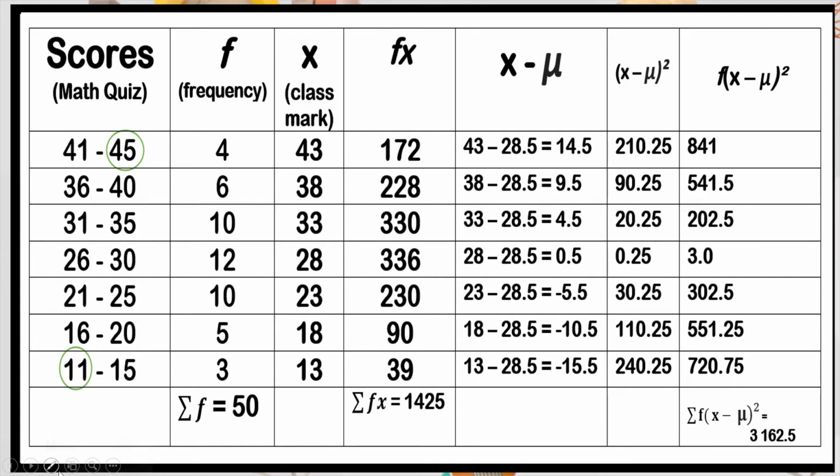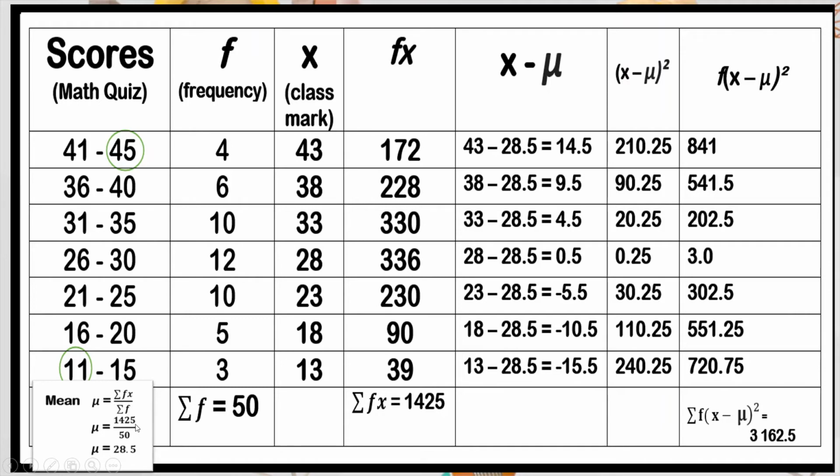Take note of the formula for the mean, look at this formula here on the left. The mean is equal to the sum of fx divided by the sum of f. That's why we sum up all the fx and the f, because we are to use that for the mean.